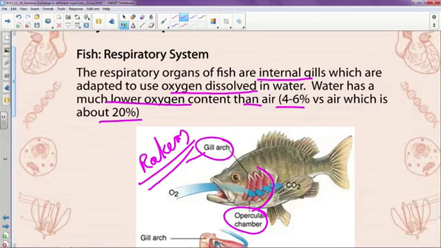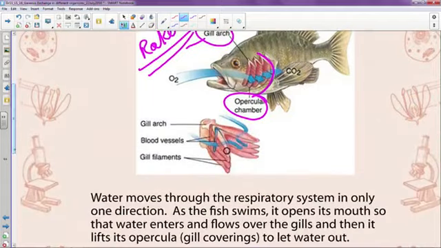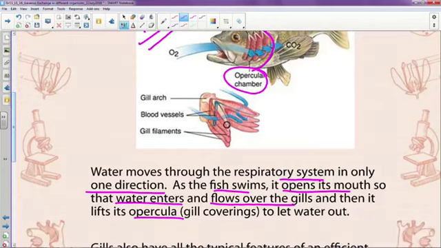So it means that there needs to be a very efficient and well-developed system to allow for the maximum absorption of oxygen from water, which is not much saturated in oxygen. Okay, so we said that water moves through the respiratory surfaces in only one direction. As the fish swims, it opens its mouth so that water enters and flows over the gills, and then it lifts its opercular gill covering to let the water out.